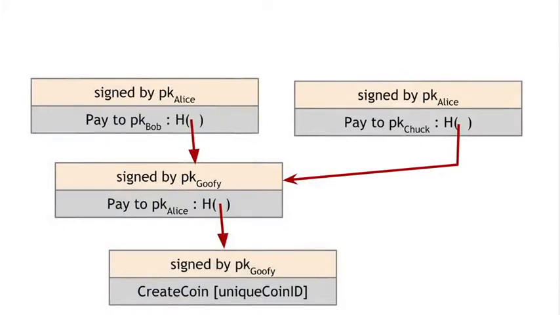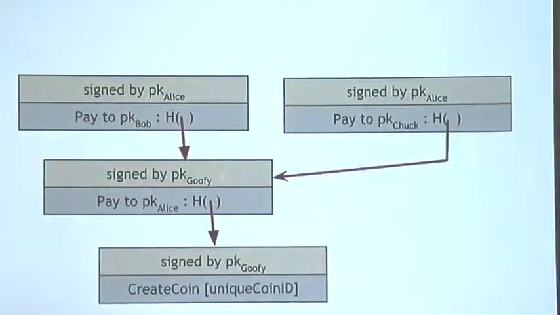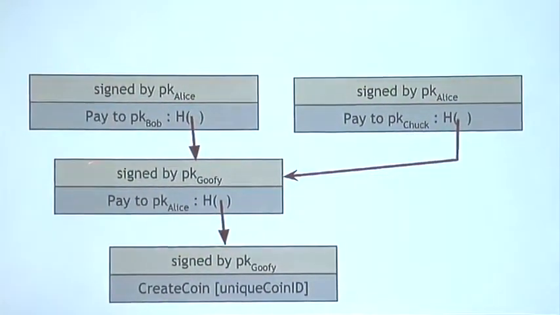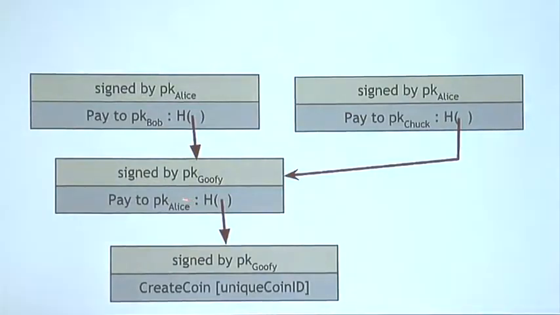All right. Now, there's a problem, though. There's a big security problem with Goofy Coin, and we can see it in this structure here. So look at this coin here. This is the coin that Goofy made and then paid to Alice. Alice was the owner of that coin, and there's a problem. Alice paid this coin on to Bob, but now Alice makes another data structure like this, which pays to Chuck the very same coin. And this is signed by Alice.